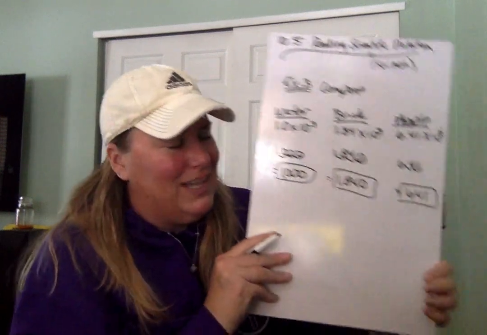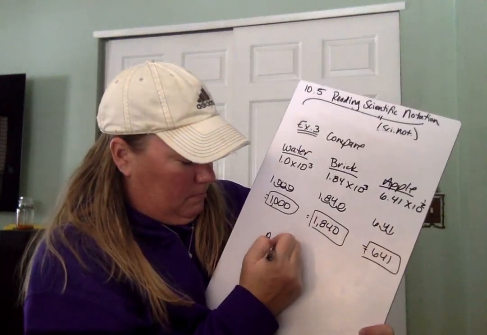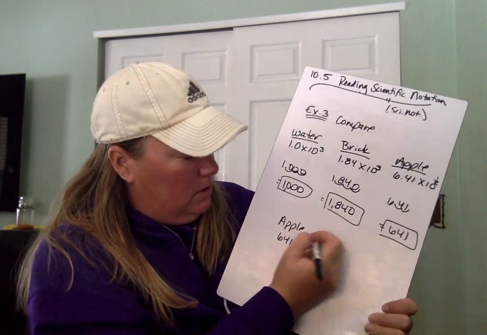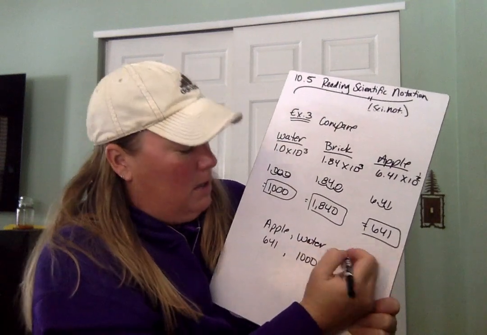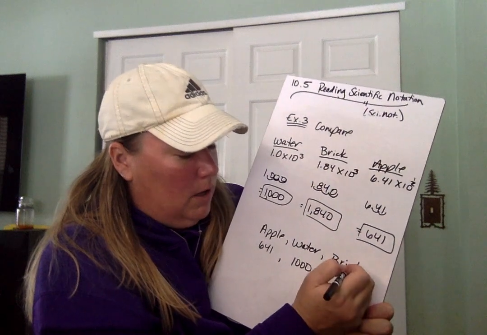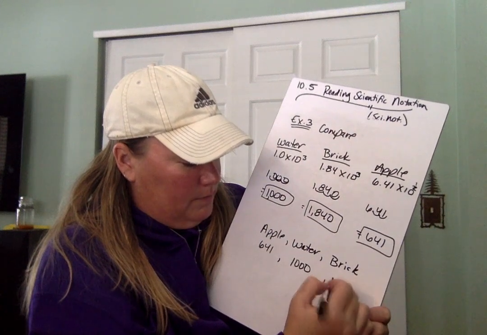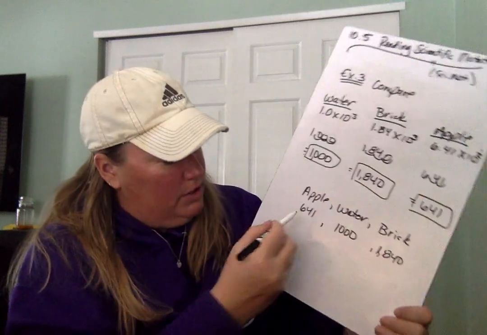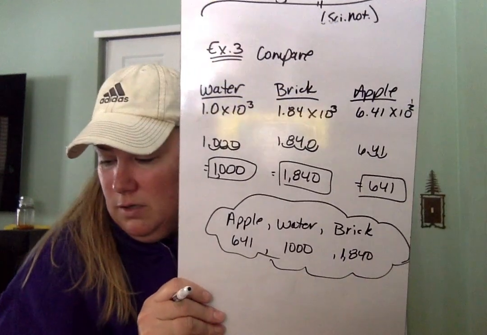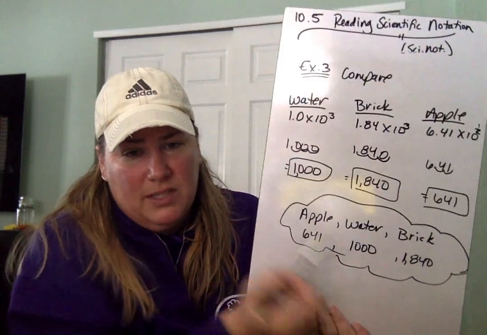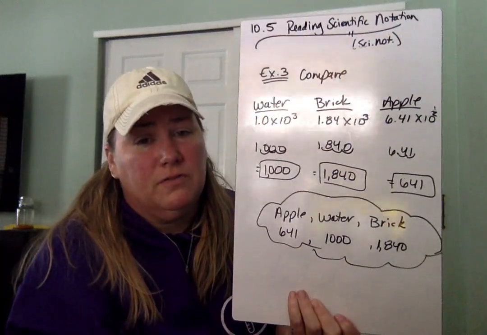All right, so we're going to go for the less dense, also known as the smallest number. So apple comes first, and that's 641. And then water, and that's 1,000. And then brick, I don't know why, but now I'm starting saying brick house in my mind, 1,840. And there is your answer. And I kept what the items were with it to let you know. So that tells you the apple is less dense than water and the brick is more dense than water. The apple is obviously less dense than the brick itself.